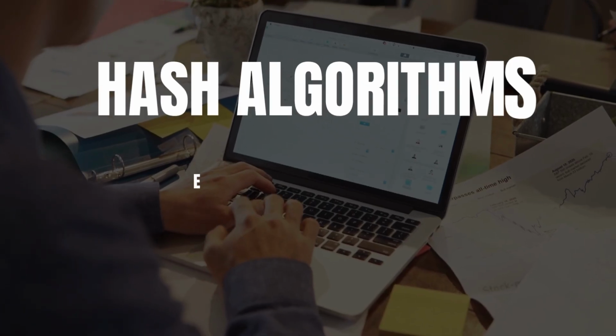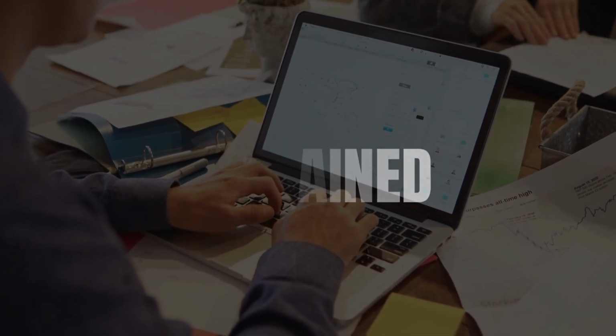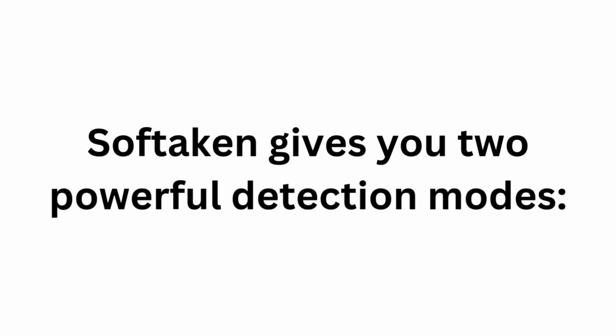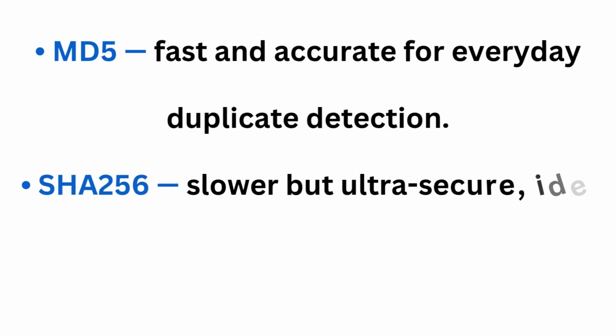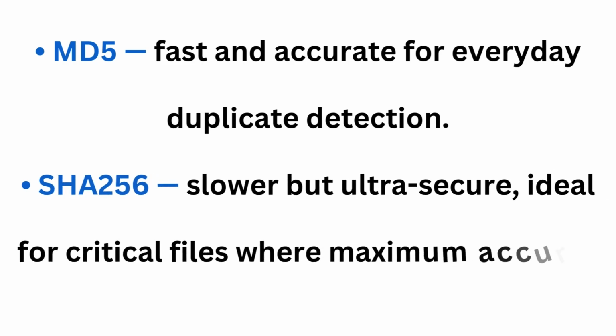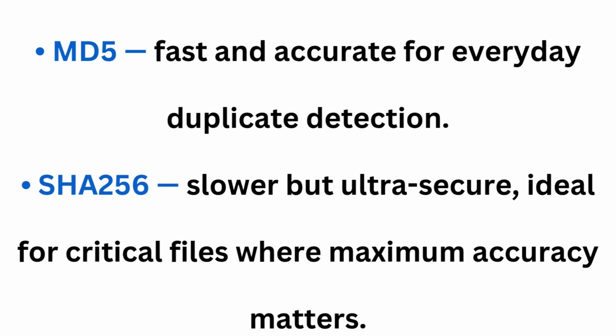Hash algorithms explained. Softaken gives you two powerful detection modes. MD5, fast and accurate for everyday duplicate detection. SHA-256, slower but ultra-secure, ideal for critical files where maximum accuracy matters.